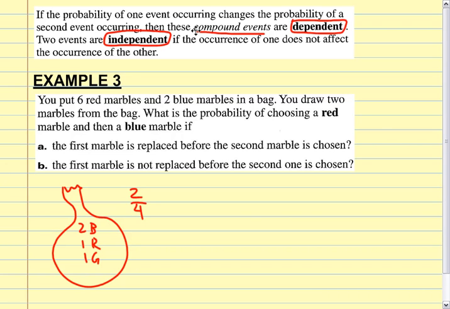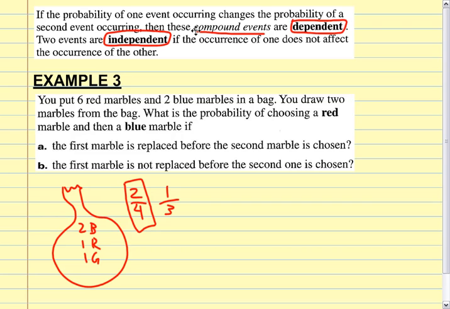1/2. How many are green? 1. And how many are in the bag? I took 1 out. So 1/3? Okay. Do you see how the first one changed the probability of the second one?